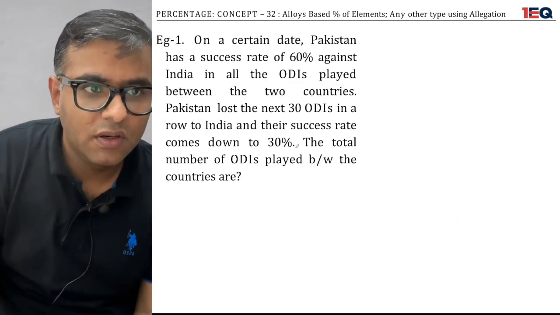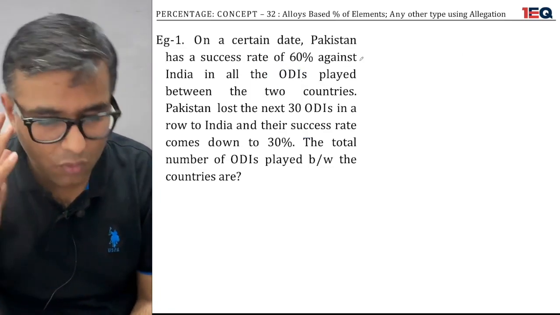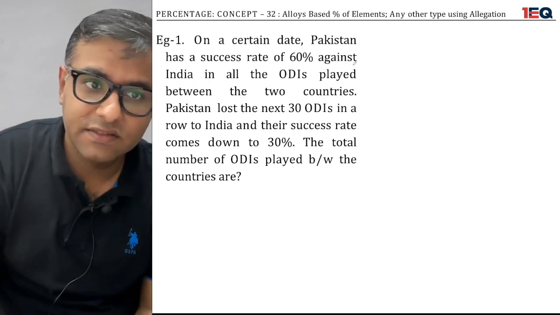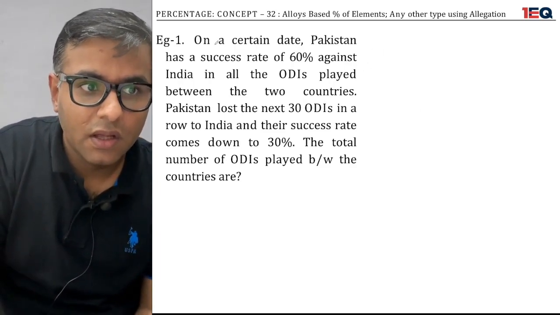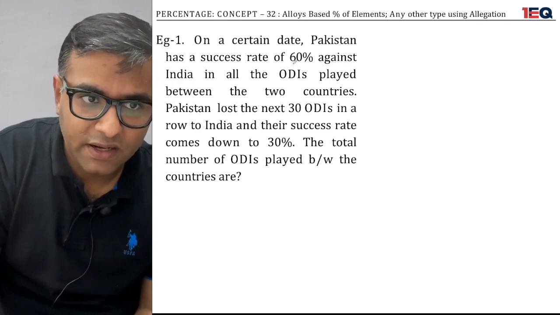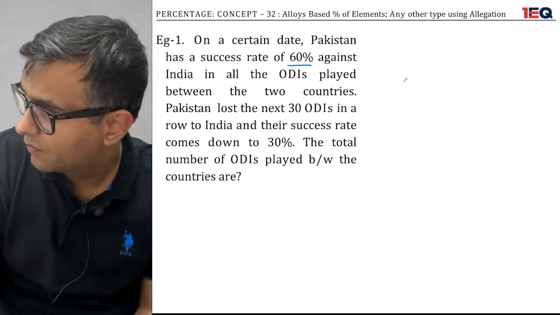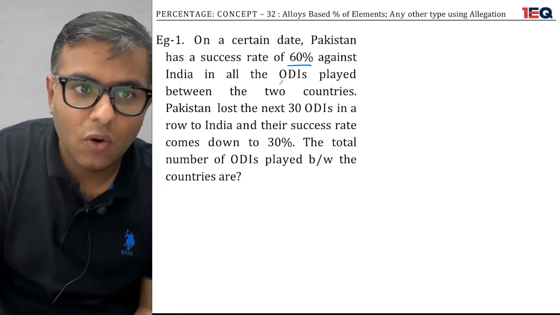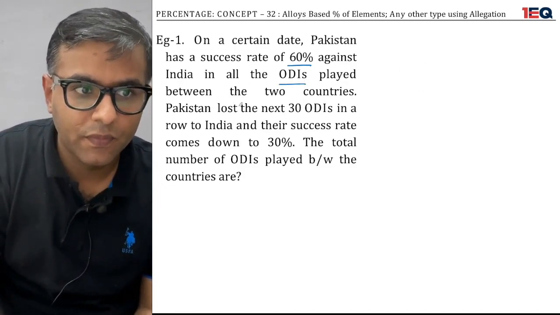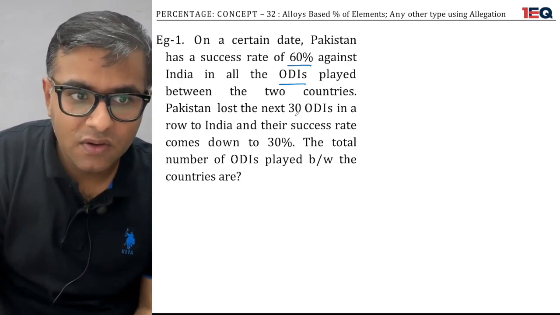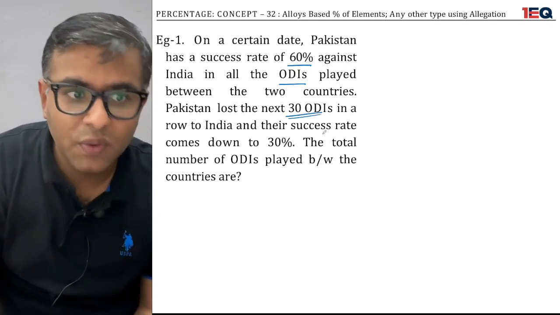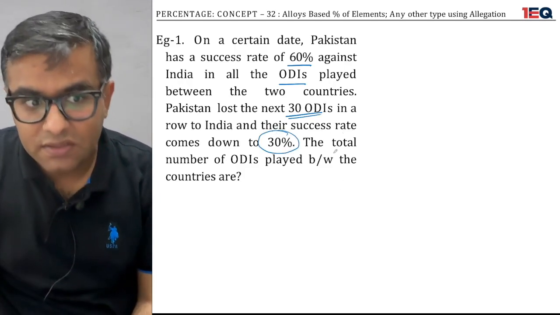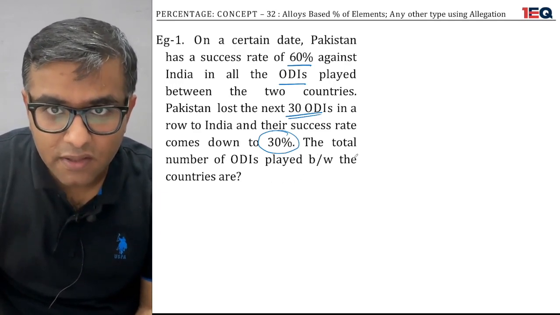Okay, moving on. A certain date, and trust me, this is the most beautiful question I've ever seen. SSC asked this question very recently. On a certain date, Pakistan has a success rate of 60% against India in all the ODIs played between the two countries. Pakistan lost the next 30 ODIs in a row to India, and their success rate dropped to 30%. What is the total number of ODIs played between the two countries?